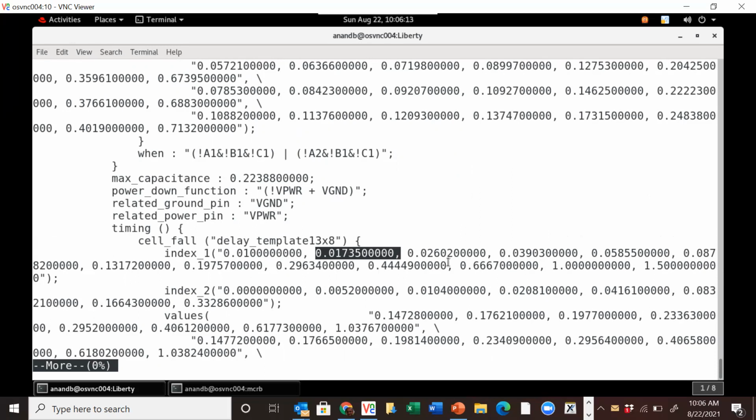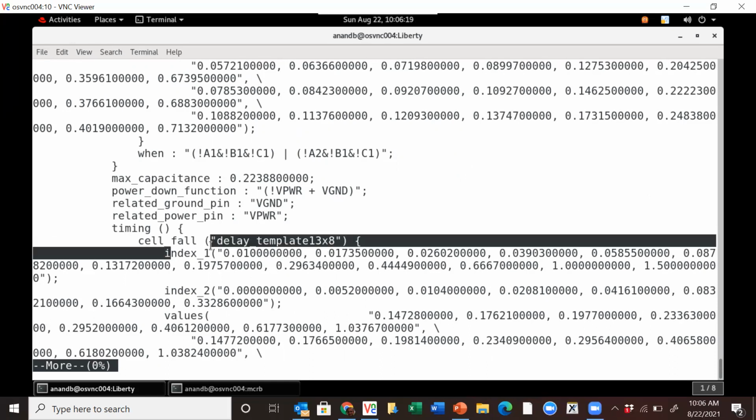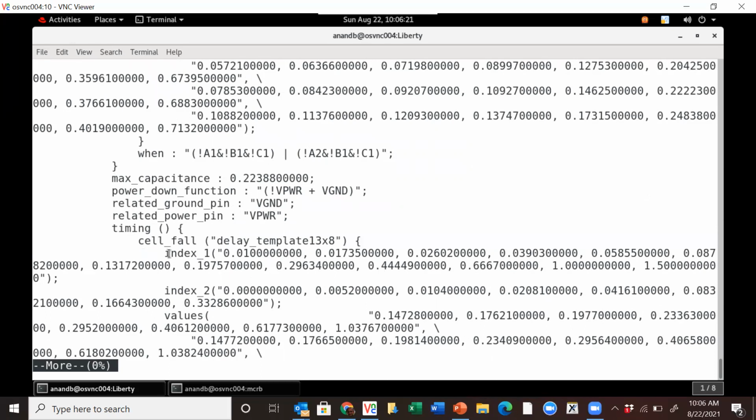lookup table. You can think of this as a two-dimensional table with columns and rows, and as represented by index 1 and index 2. So index 1 is, let's say, the output load capacitance, and index 2 is the input transition time. And for various combinations of load capacitance and input transition time, the actual delay has been simulated and the value entered into this .lib. Okay, so that's what a .lib or Liberty file looks like.